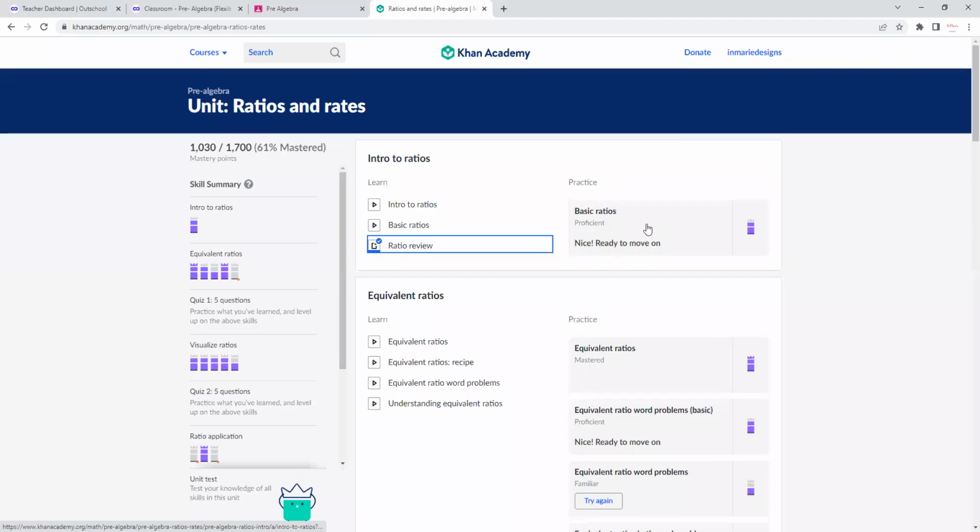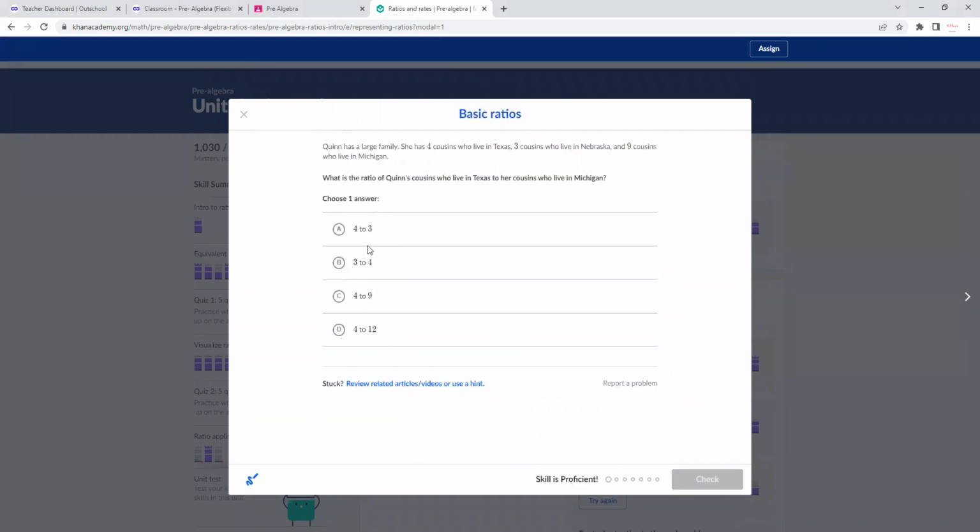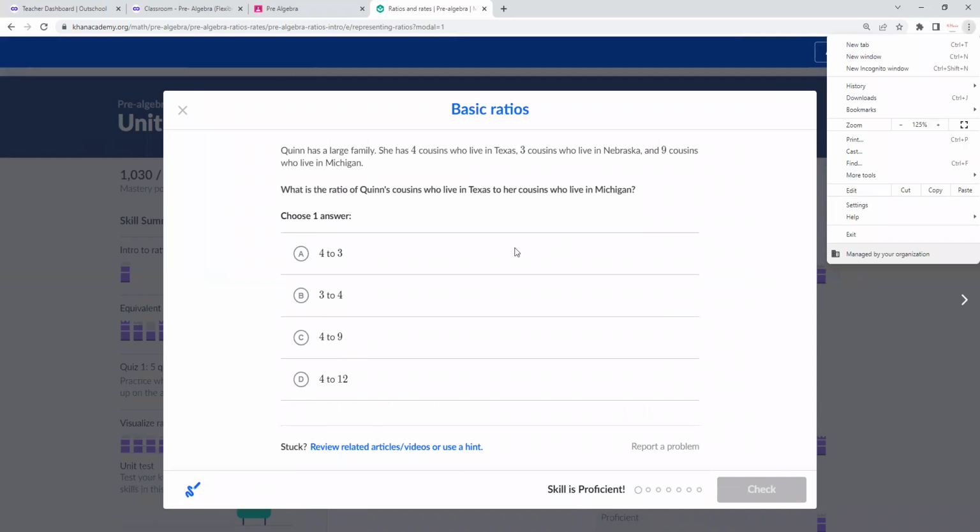So you will be dealing with a lot of ratios. Even moving forward in algebra, you may see ratios here and there, so it's just good to know them. So let's zoom in a little bit. We're going to go through everything.